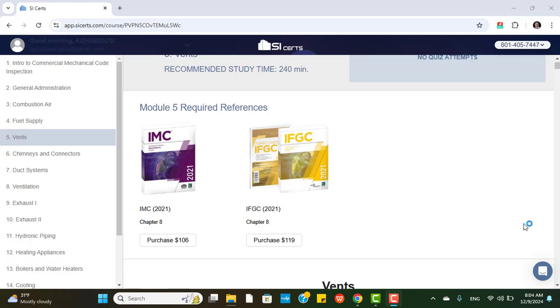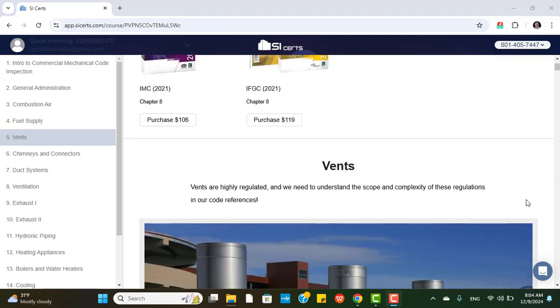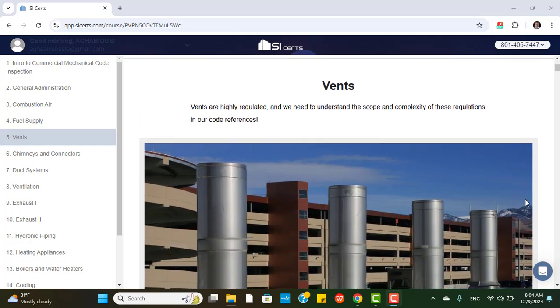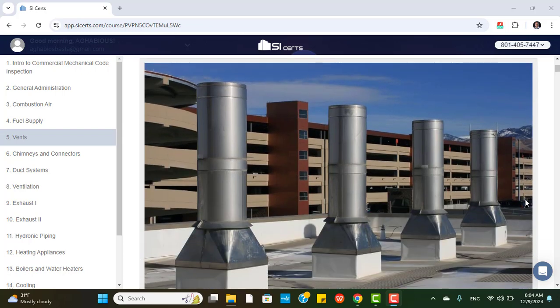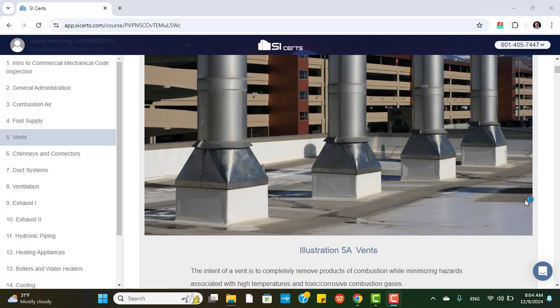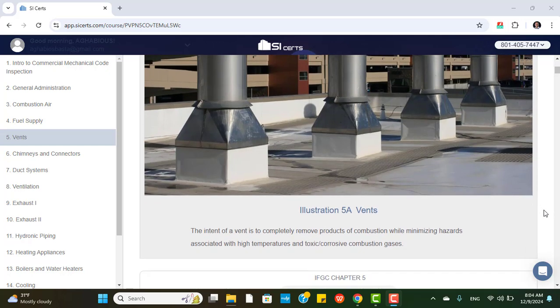It is in Chapter 8, and the International Fuel Gas Code is in Chapter 5 also. Vents are highly regulated and we need to understand the scope and complexity of this regulation in our code reference. This is the vents. Illustration 5A, vents. The intent of a vent is to completely remove products of combustion while minimizing hazard associated with high temperature and toxic, corrosive combustion gases.